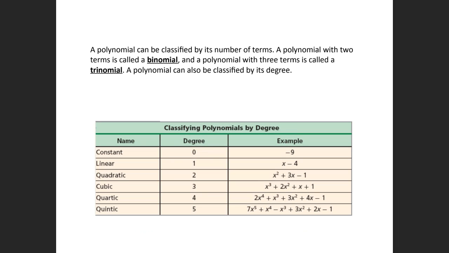We classify polynomials in different ways. Well, we just use the degrees. So if it's a 0 degree, it's a constant term. So for example, -9 has no variable. We say it has a 0 degree. It is a constant. For a linear function, the highest power is 1. So this is an example, x to the first. This is a linear function. For a quadratic, the highest power is 2. For a cubic, the highest power is 3. Quartic, the highest power is 4. Quintic, the highest power is 5. So this is how we name polynomials, by using the highest degree.